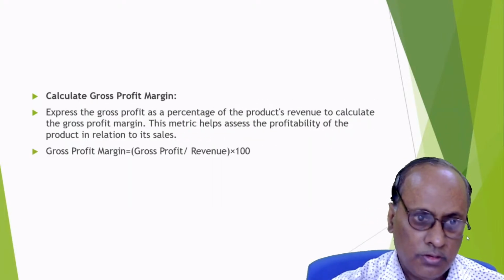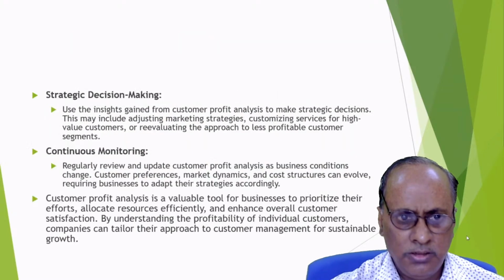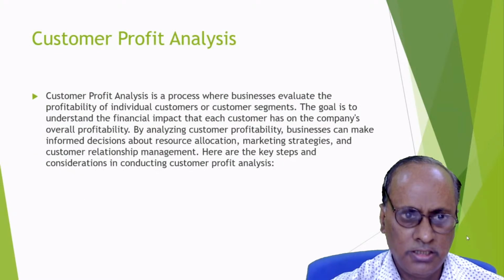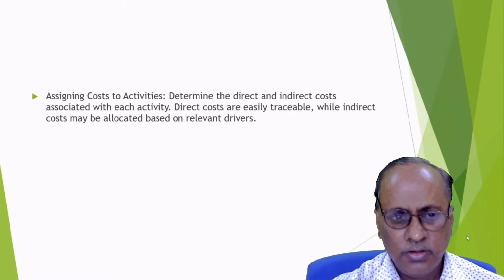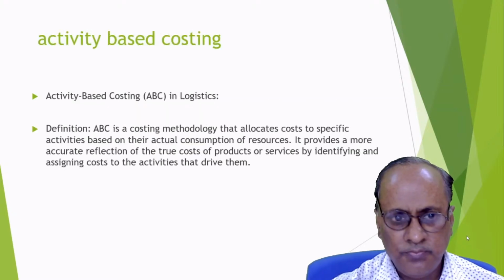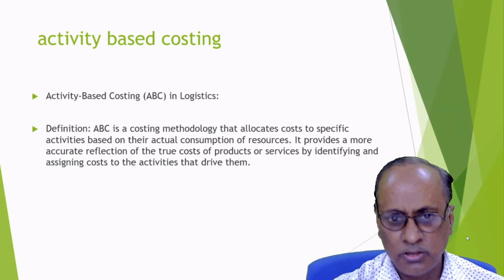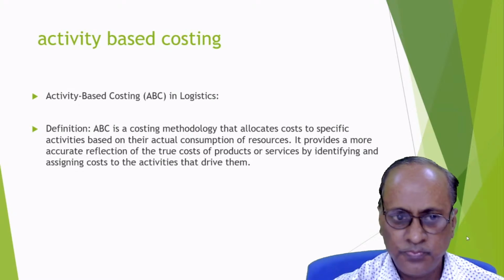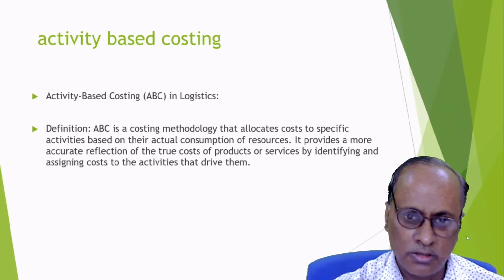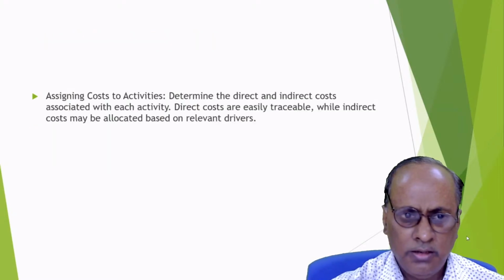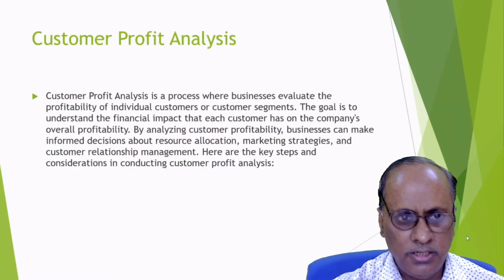We have discussed, again, there is a little more time left. Again, we will see which are the important ones. First thing I discuss is ABC analysis or activity based costing. Activity based costing is a methodology that allocates the resources to specific activities based on their actual consumption of resources. So it provides a more accurate reflection of the true cost of products and services. Then there are different steps, there are different primary activities.